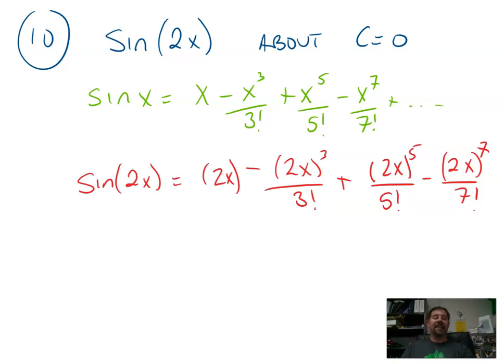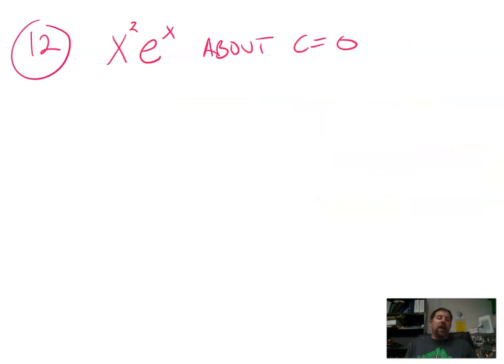So you can see, once you get the hang of this, it's really not that bad. And again, we could do some simplifying here, but we're going to leave this one just like that. And we're going to move to number 12. All right, we want to write the power series for x squared e to the x, centered at c equals 0. I think we did one like this earlier in one of our earlier videos and earlier in the notes, similar to it, not the same, but similar.